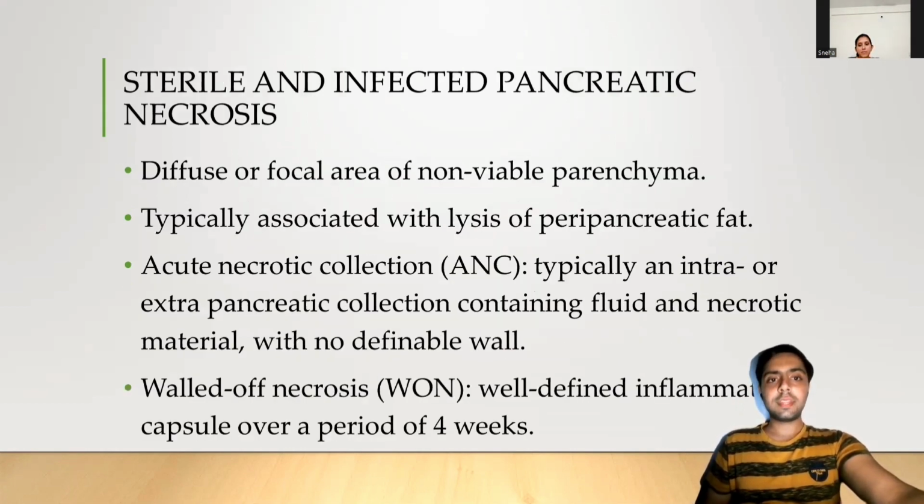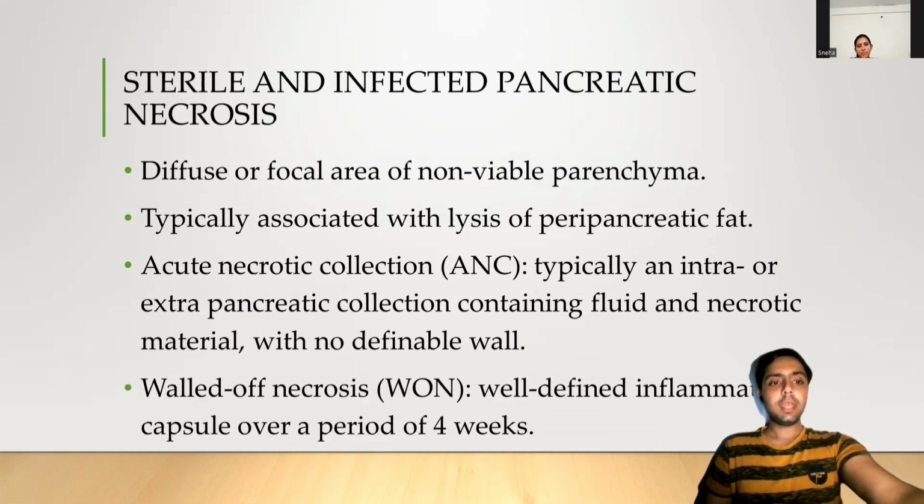Then we have sterile and infected necrosis. If it's sterile, then there is no need to intervene. So what happens here? A diffuse or focal area of non-viable parenchyma. Typically, there will be pancreatic fat lysis. Then there are two important terms, ANC and WON.